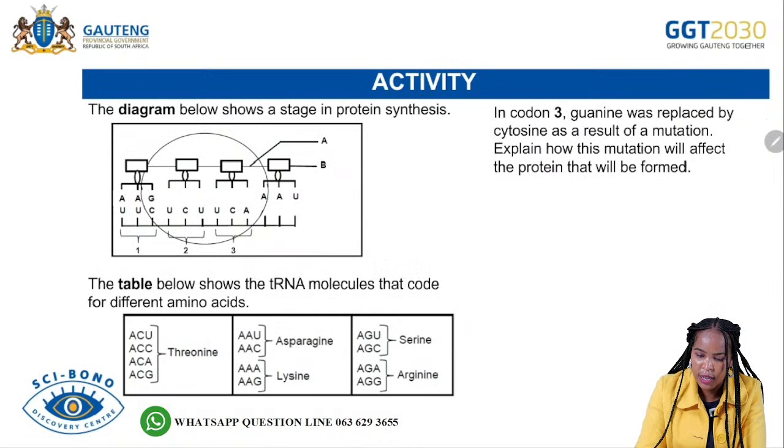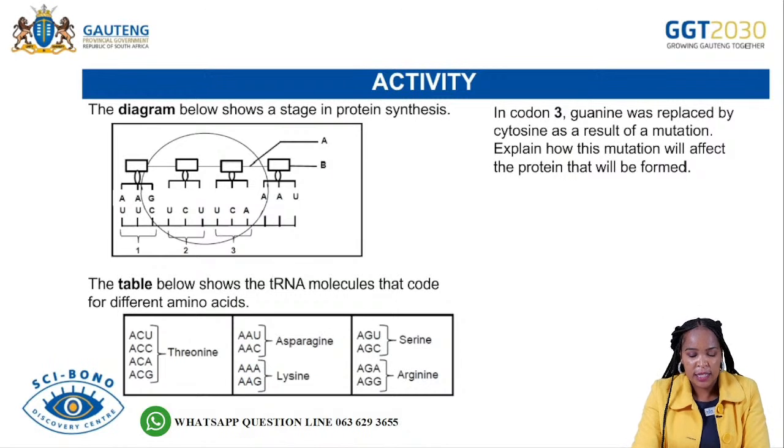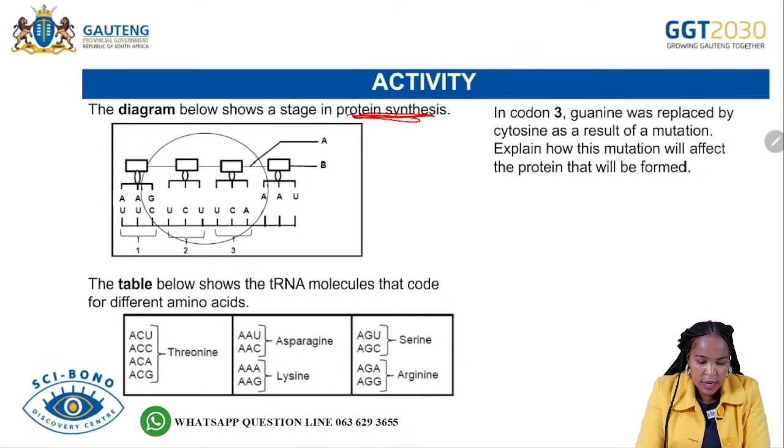Now let us take a look at another example. This is a very interesting one. It takes you back to DNA, your protein synthesis. Now the diagram below shows a stage in protein synthesis. Before you do anything, the skill that you need to master is to study the diagram. Even if the question does not say study the diagram, you know how to study the diagram. You must first try to label what is on the diagram, what you see there, and then you can make your own understanding of the diagram. Then you can go to the question. You don't just jump to the question, come back to the diagram. So you make sense of the diagram first.